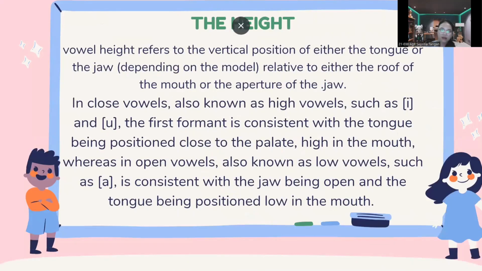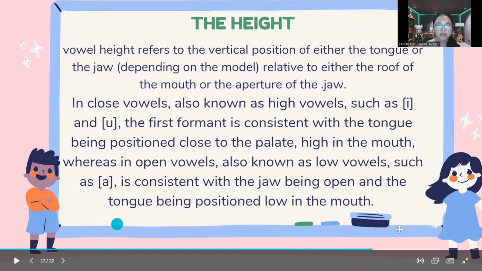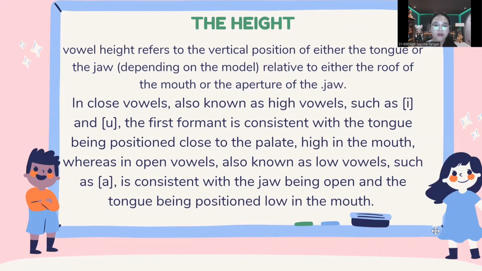Okay, the height. Vowel height refers to the vertical position of either the tongue or the jaw, depending on the model, relative to either the roof of the mouth or the aperture of the jaw. In closed vowels, also known as high vowels, such as E and U, the jaw is not really far open, so they are named closed vowels. This is consistent with the tongue being positioned close to the palate, high in the mouth, whereas open vowels, also known as low vowels, such as ah, are consistent with the jaw being open and the tongue being positioned low in the mouth.